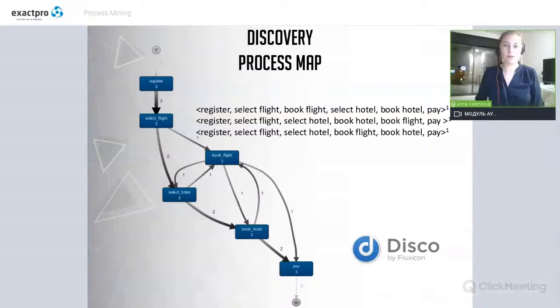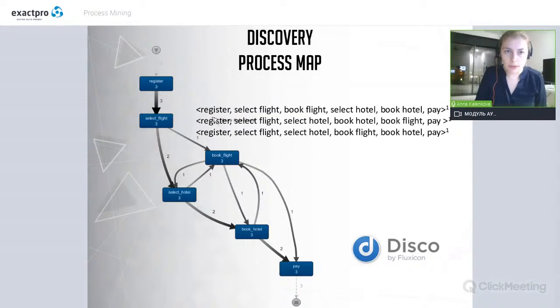Disco is a process mining tool where you can load event logs and you get these process maps. So what do these numbers actually mean? This is the number of occurrences. That means that select flight was executed 3 times after register. So this sequence of two steps, register directly followed by select flight, appeared 3 times in the event log.